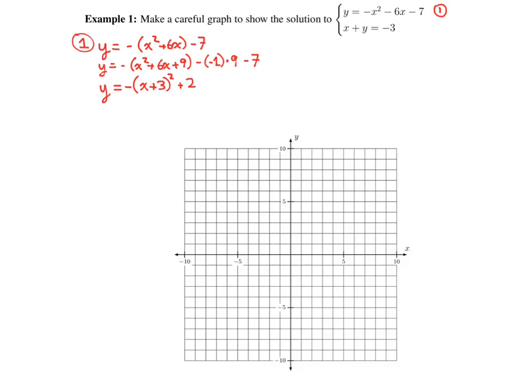Now, what this means, just quick reminders: the vertex is going to be at negative 3, comma 2, and that shouldn't be too hard because the graph has moved left 3 and up 2. This is also going to be upside down, and that's because of the negative number in front. You should know negative x squared is going to be a hill, not a valley, for a parabola.